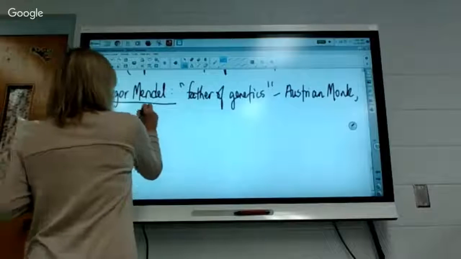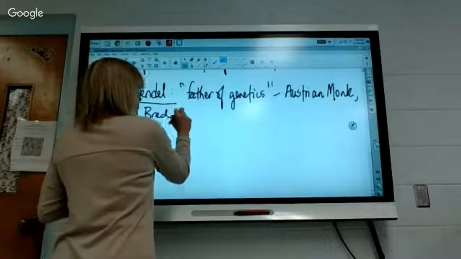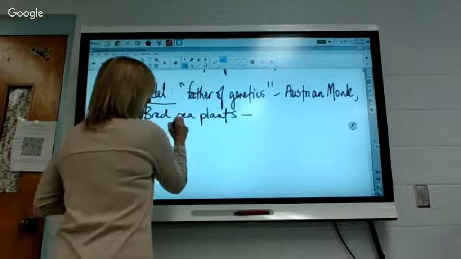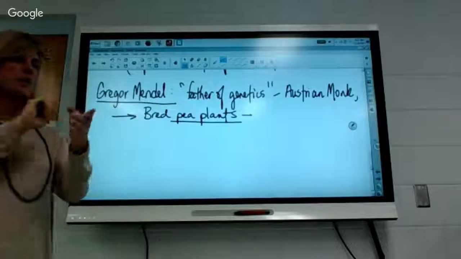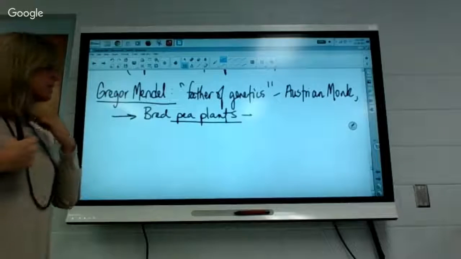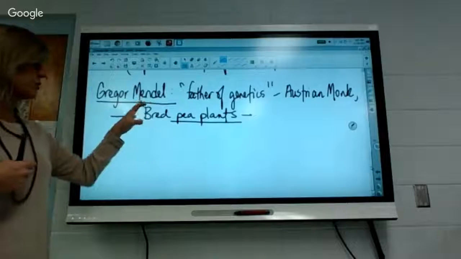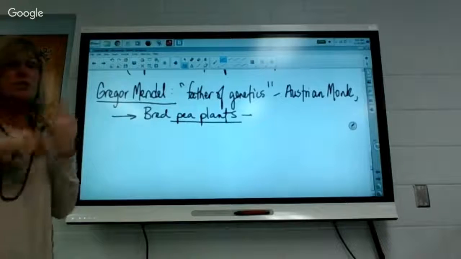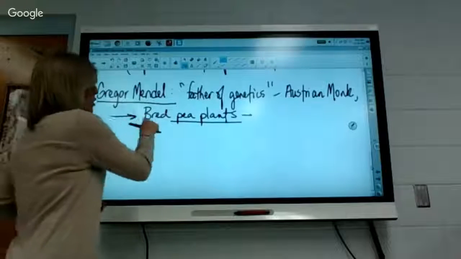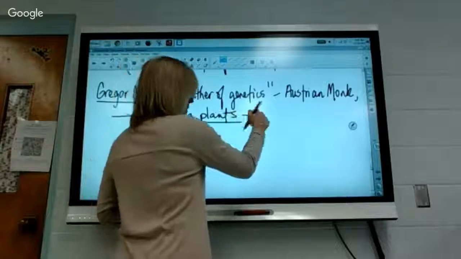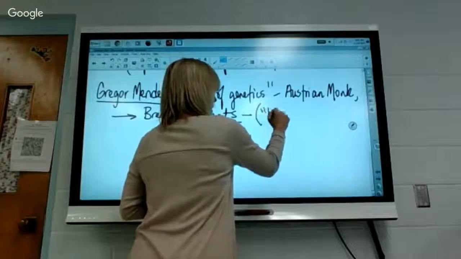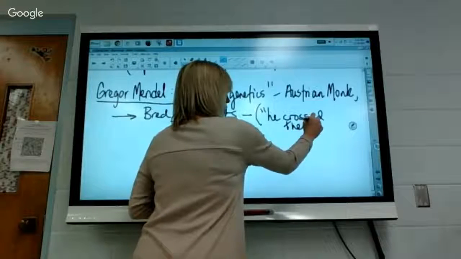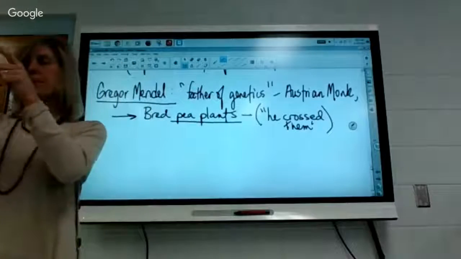What he did was he bred pea plants. He had other things growing in his garden, but his experiments, where he started crossing these different varieties of peas, are what he used to actually figure out some of the laws of genetics that we have. So he's the first guy that figured out that traits are dominant or recessive. When we say he bred pea plants, it also means he crossed them, okay? So when you hear the word cross, it just means that there's a breeding episode, okay?